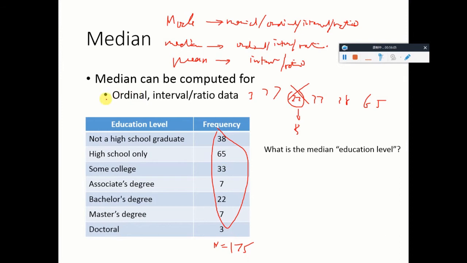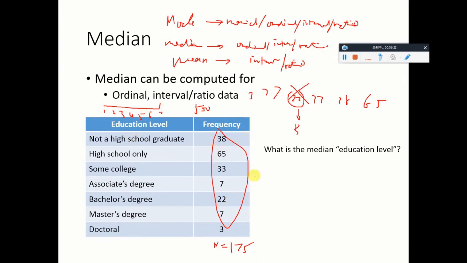Okay, so we can imagine again, right? We have a 7-point interval, 1, 2, 3, 4, 5, 6, 7. And then we can imagine there are 500 people answering this scale.